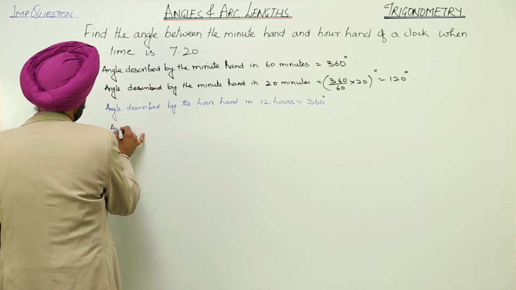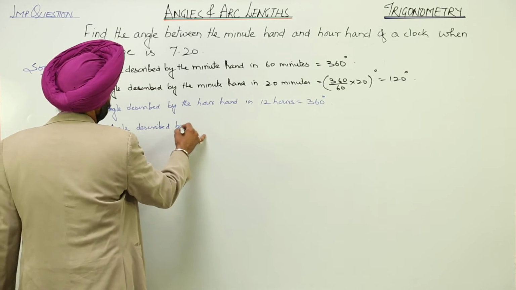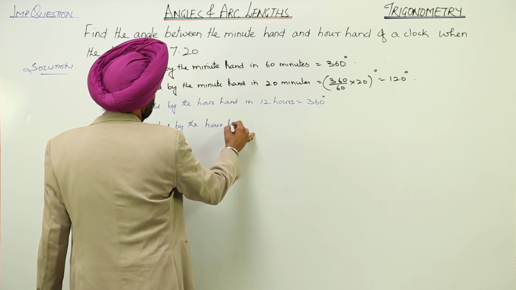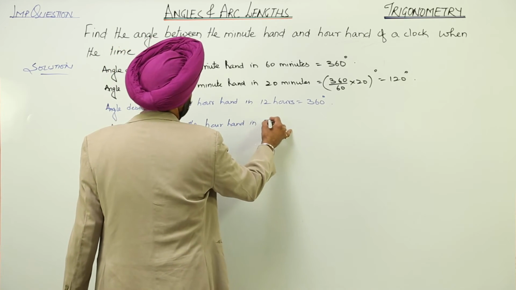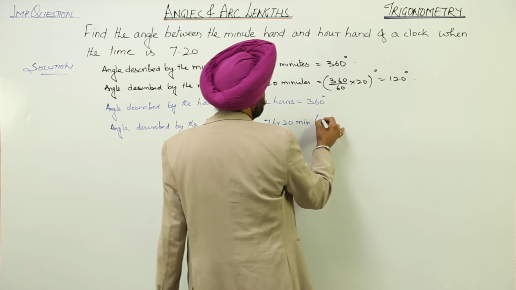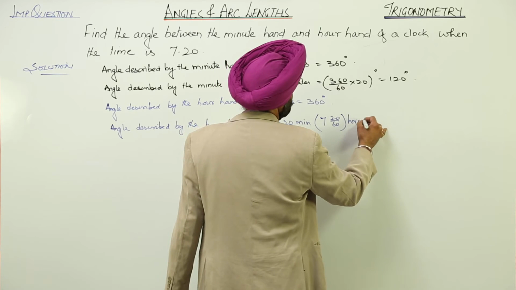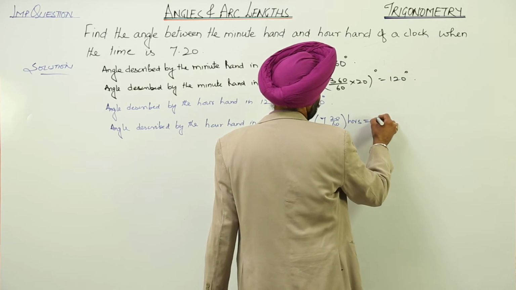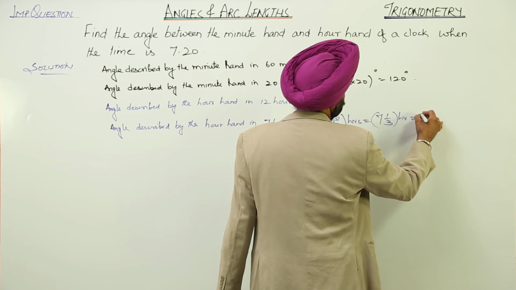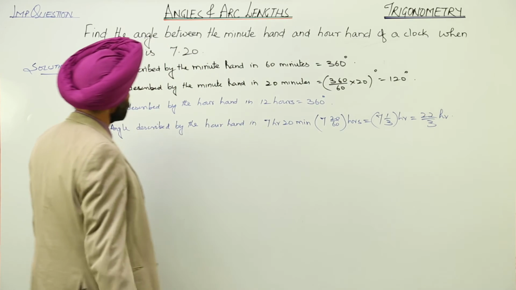Now angle described by the hour hand in 7 hours 20 minutes, that is 7 20 by 60 hours, is equal to 7 1 by 3 hours, is equal to 22 by 3 hours. So angle described by the hour hand.